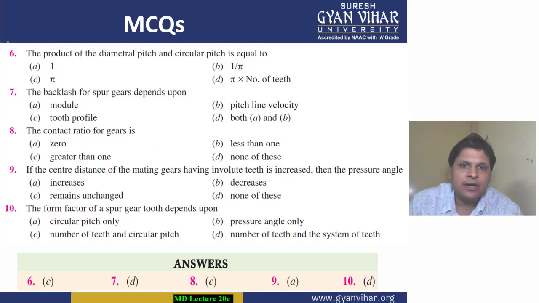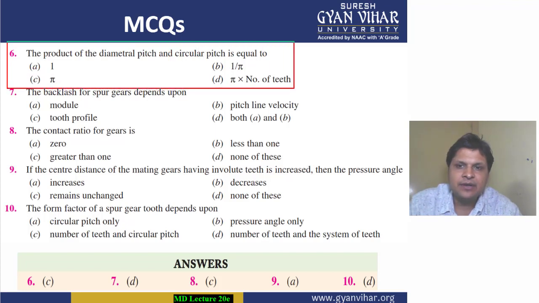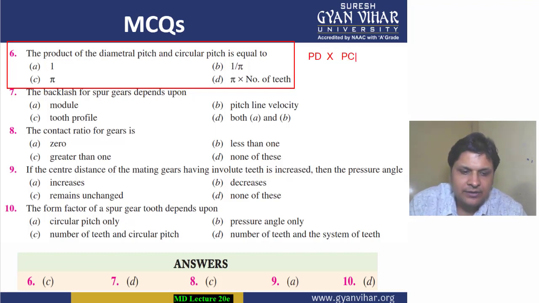All right, moving further, coming into the next multiple choice question, MCQ number 6. The product of a diametrical pitch and circular pitch is equal to. So we all know that if you will multiply the diametrical pitch PD with PC, what you will get? You will get pi. PD is what? Diametrical pitch, T by D.